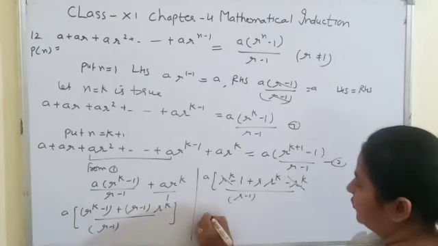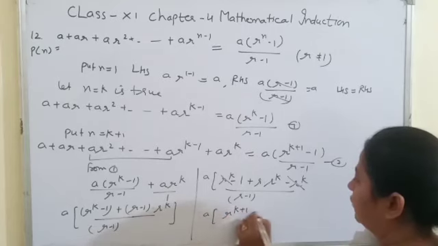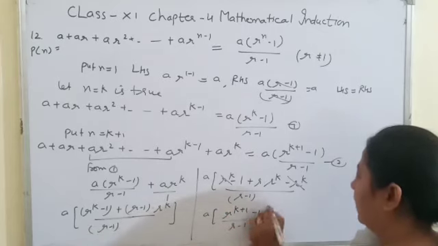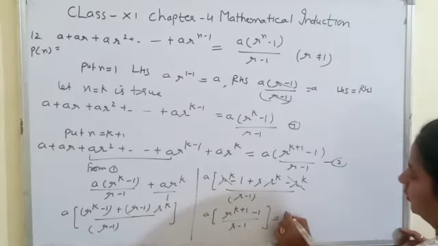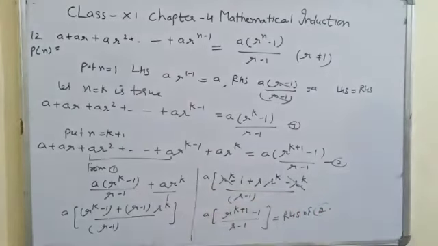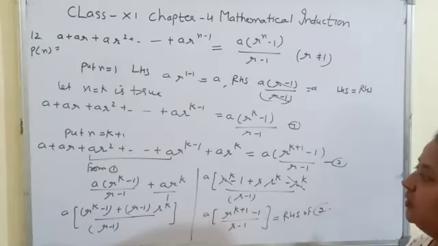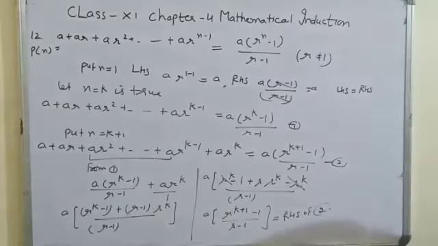So what is left with us? Base are same, so we can add their powers. r power k plus 1 minus 1 upon r minus 1. So this is equal to the right hand side of the second. Right hand side is a into r power k plus 1 minus 1 upon r minus 1. This was the result for question number 12.